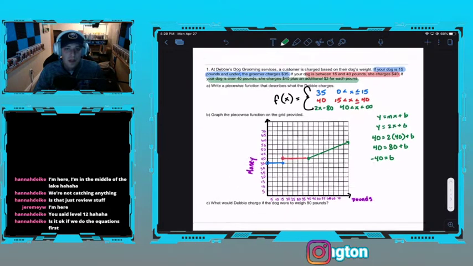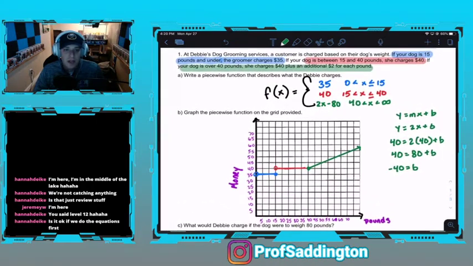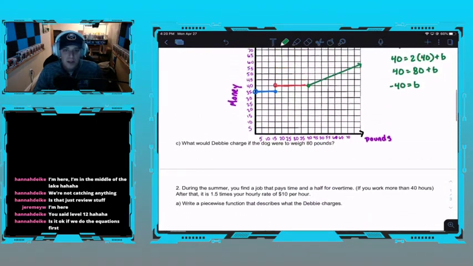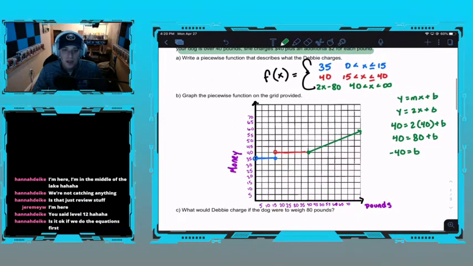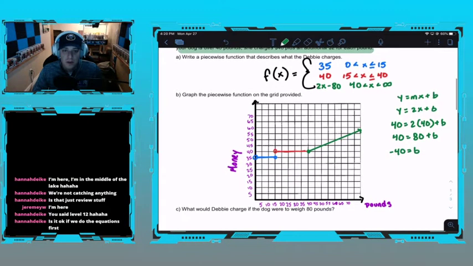Okay. So I'm just going to leave it there. I don't care about answering the next couple of questions. I mean, I know you guys can answer it. If it's at 80 pounds and they're charging $2 for every extra, we just have to figure out that extra cost that they're going to be paying and then add it to find the total.